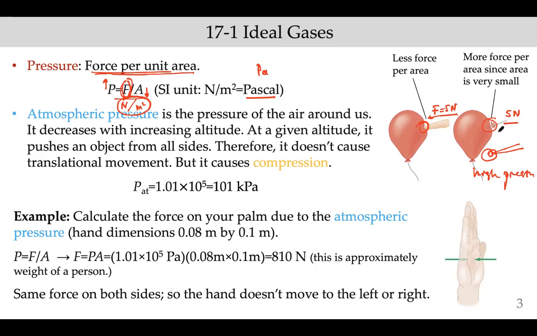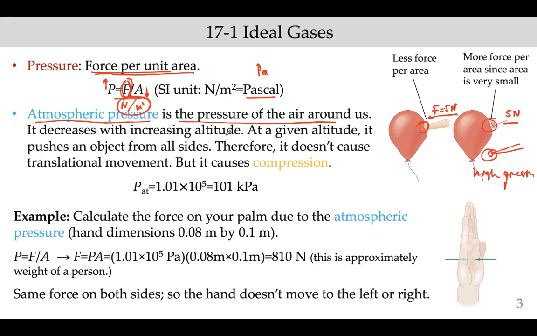So because of high pressure, the needle pops the balloon. Now, what about the atmospheric pressure? We live in the atmosphere, and because the atmosphere is basically gas, it applies pressure in every direction on every object. So atmospheric pressure is the pressure of the air around us. It decreases with increasing altitude.